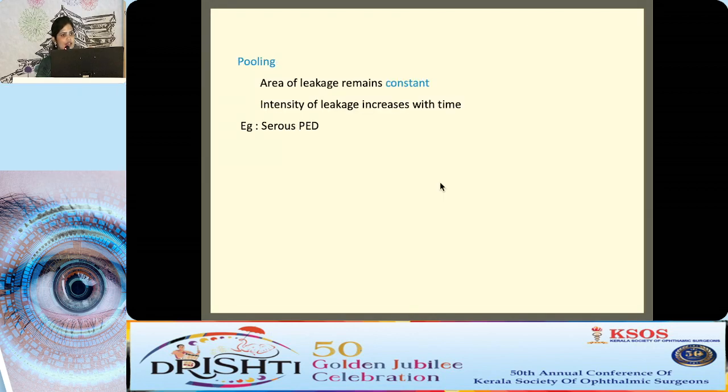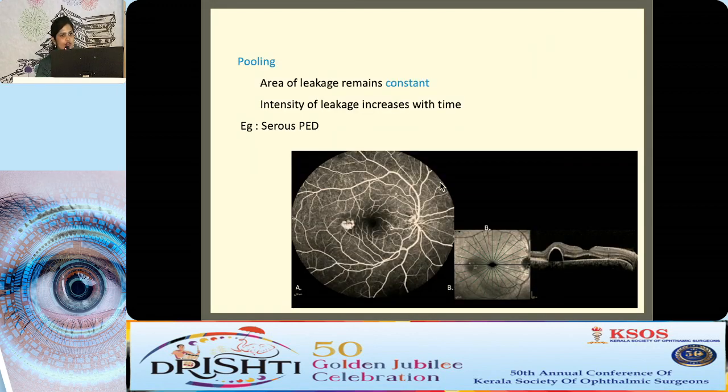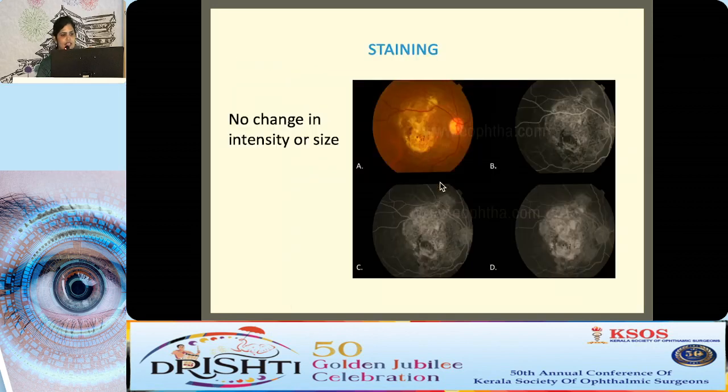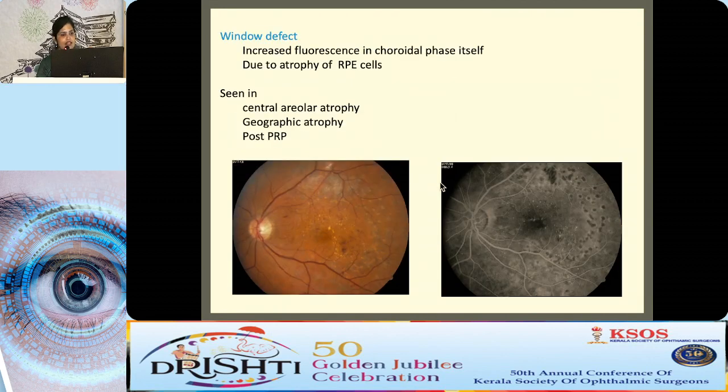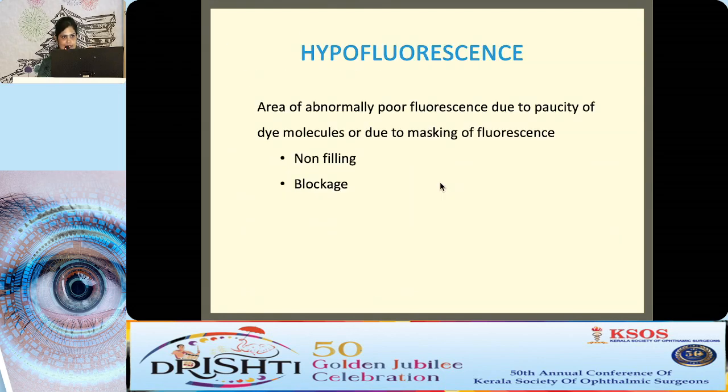Next is pooling. In this, the area of the leakage remains constant. The intensity of the leakage increases with time, but the area of the leakage remains constant. An example is serous PED in CSR. Next is staining. Staining is no change in intensity or size. Next is window defect. It is increased fluorescence in the choroidal phase itself due to the atrophy of the RPE cells.